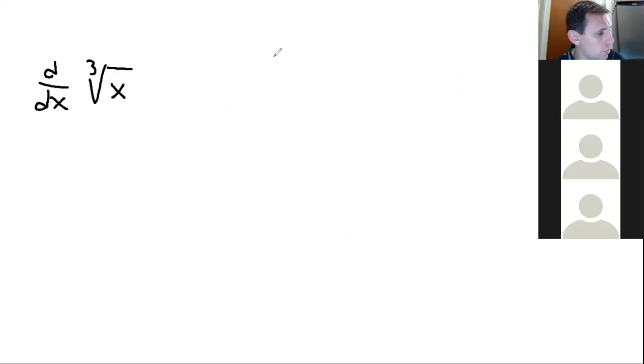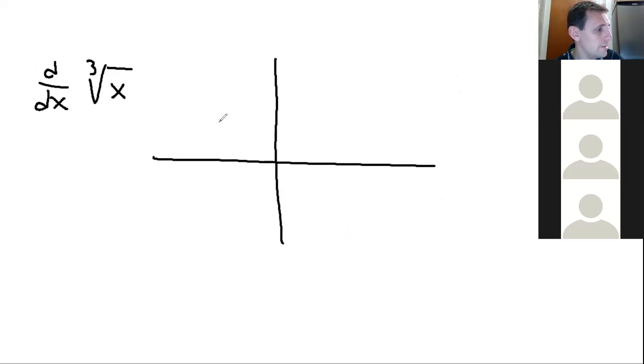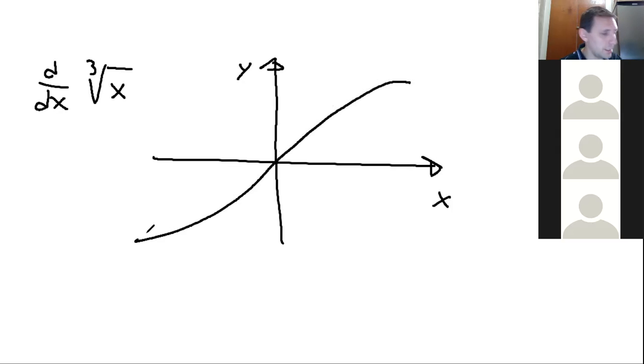So I can imagine drawing the graph. This is x, this is y, and the cube root of x doesn't matter how it looks exactly, but something like this. You actually don't need to draw the actual graph. You just have to draw maybe something that helps you. Okay. So then what do I observe? The cube root of x means that this set of coordinates is x, the cube root of x.